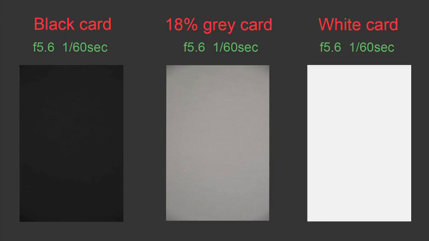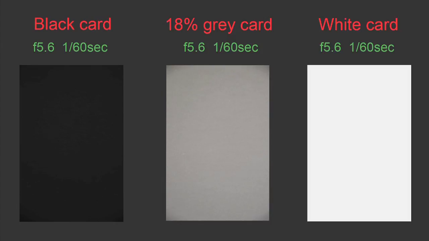If we take a picture of the black and white cards with the meter readings we took of the 18% gray card under the same lighting conditions, we will get black and white instead of gray. This way we need to be smarter than the meter. For example, if we have a scene with different tonalities from white to black, middle gray, different tones, a meter can do a good job metering this.